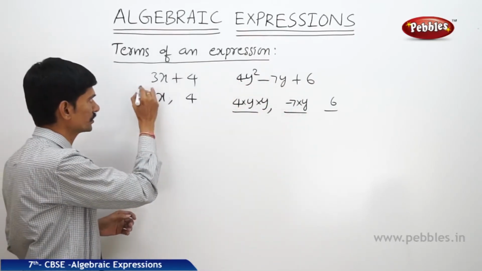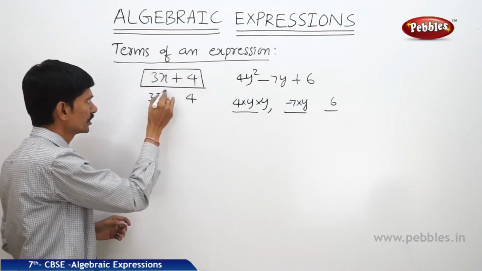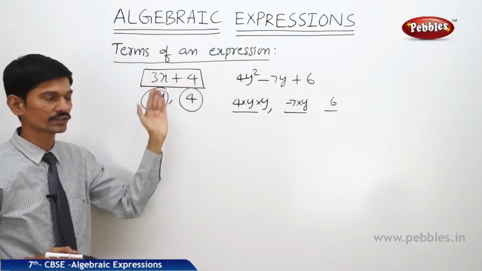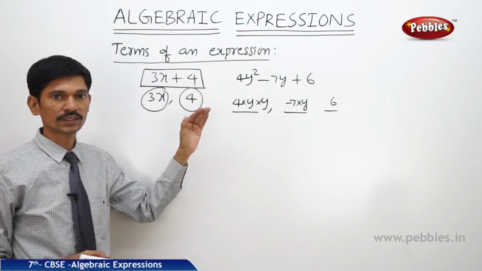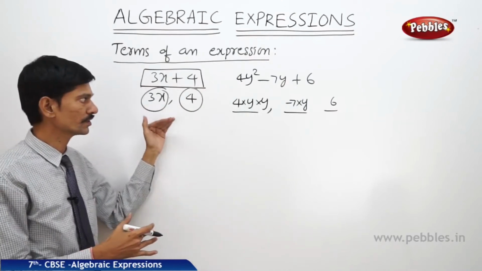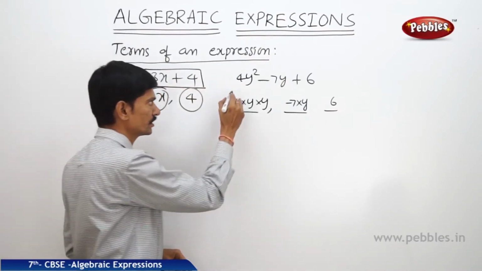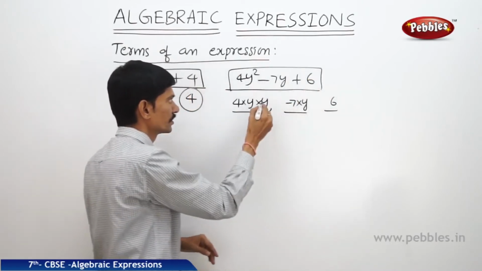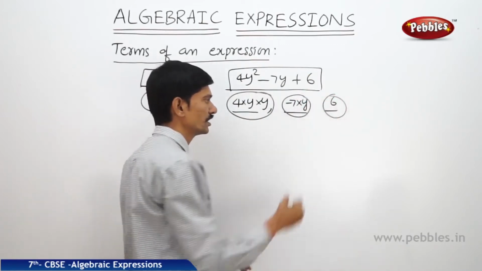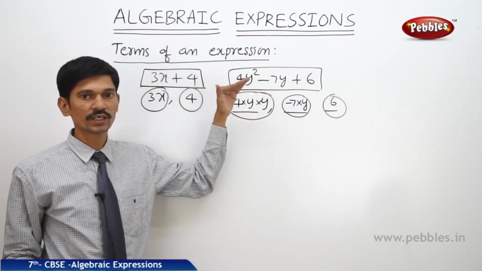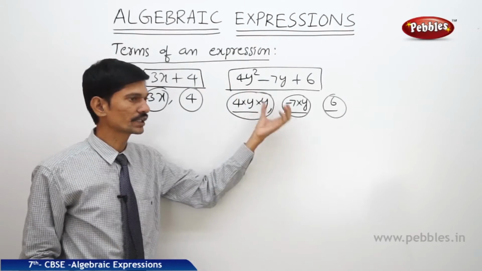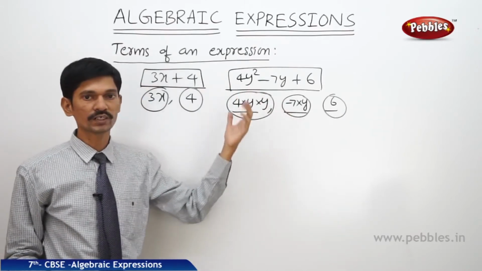Now if we consider the first algebraic expression, 3x and 4 are the parts of the expression which are formed separately first and then added to each other. So these parts are called terms of the algebraic expression. Even in the second algebraic expression, 4y square, minus 7y, then 6 are the parts of the expression which are formed separately first and then added to each other. So these parts are called terms of the algebraic expression.